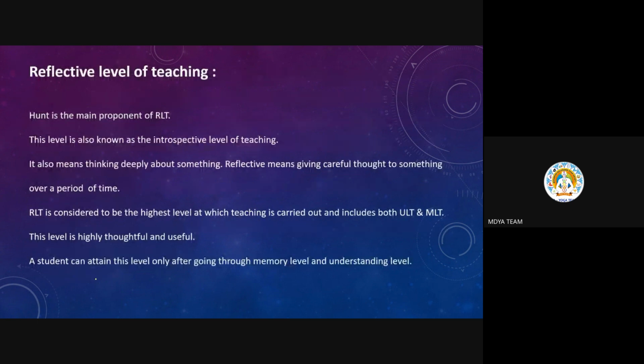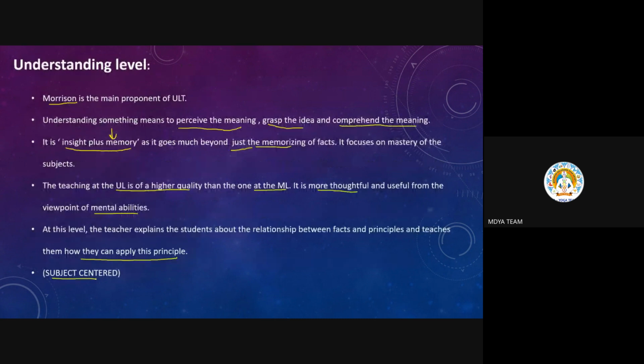At this level, the teacher explains to the student the relationship between fact and principle and teaches them how they can apply. Here the learner learns to apply the facts, apply the principles that they are learning in the classroom. And this is subject centered. Memory level is teacher centered, and it is just rote learning. And understanding level is subject centered. So any doubt from understanding level?